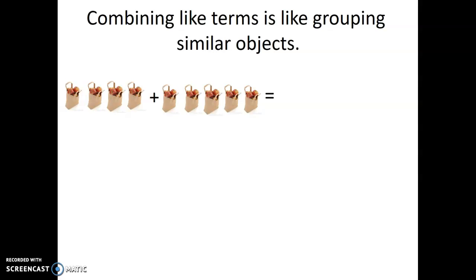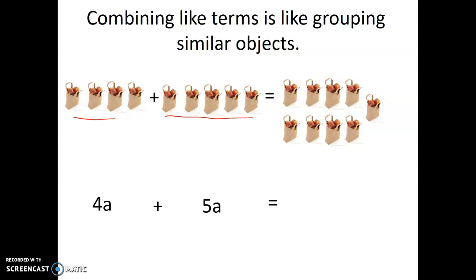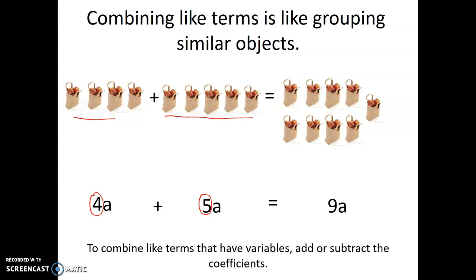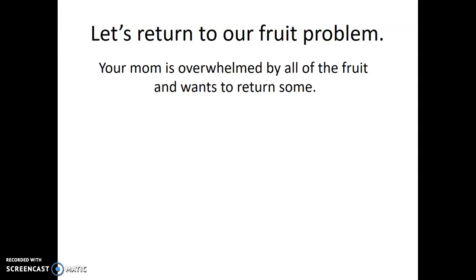So combining like terms is the same thing as grouping similar objects. If I have 4 bags of apples and I want to add another 5 bags of apples, altogether I have 9 bags of apples. Now look at what happened with my expression. 4a plus 5a is 9a. All I had to do was add my coefficients. So when I combine like terms that have the same variable, you're either going to add or subtract the coefficients and keep the variable the way it is.